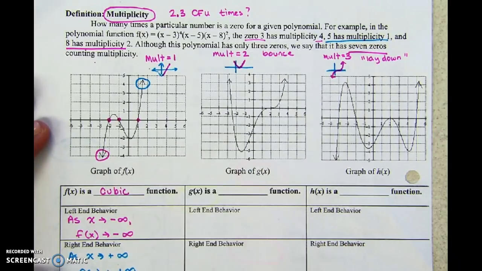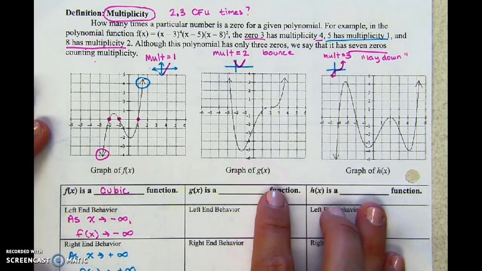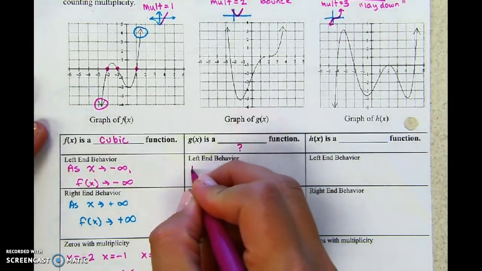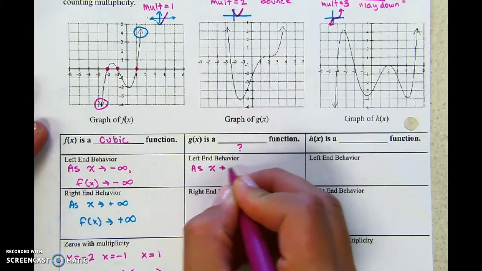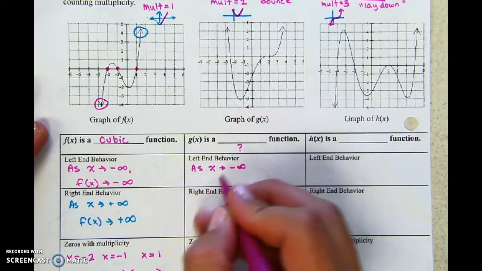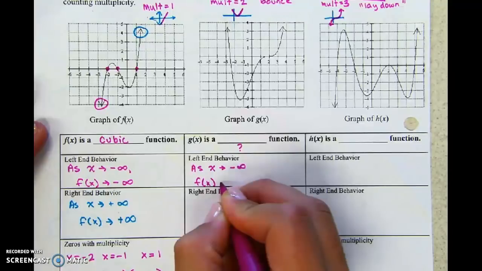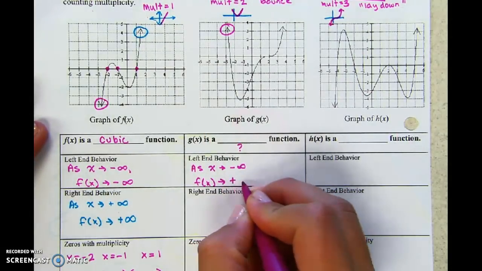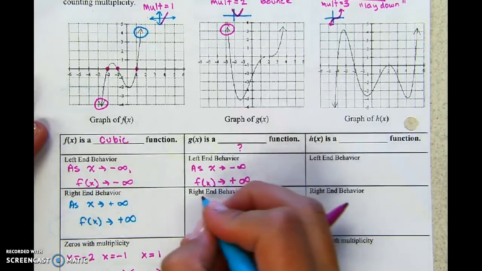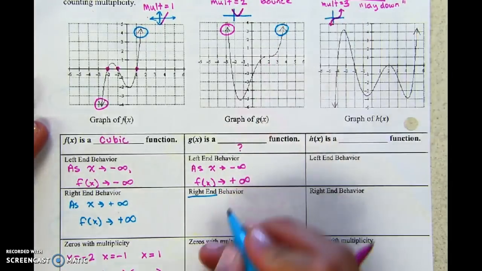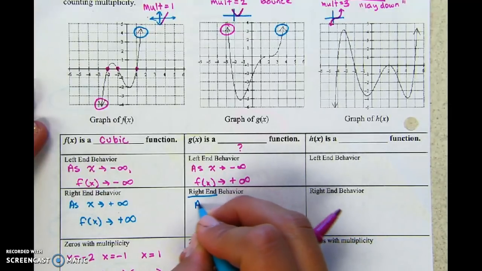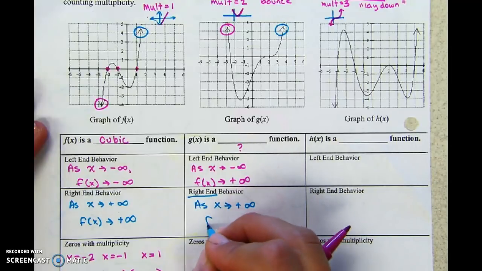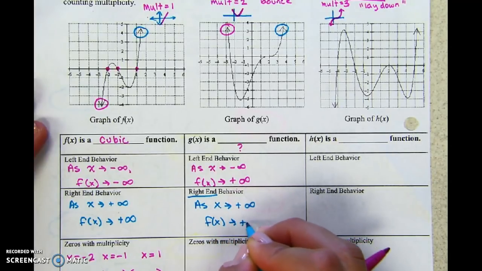Now, it's almost like we need to start. We're going to skip this. We don't know this yet. This is a question mark. Okay, let's talk about the left-hand behavior. So as x approaches negative infinity, that means left. Where is the y value going? I see the arrow pointing up, so it's going towards positive infinity. And the right-hand behavior is also going up. So as x approaches positive infinity, that means to the right, f of x will approach positive infinity.